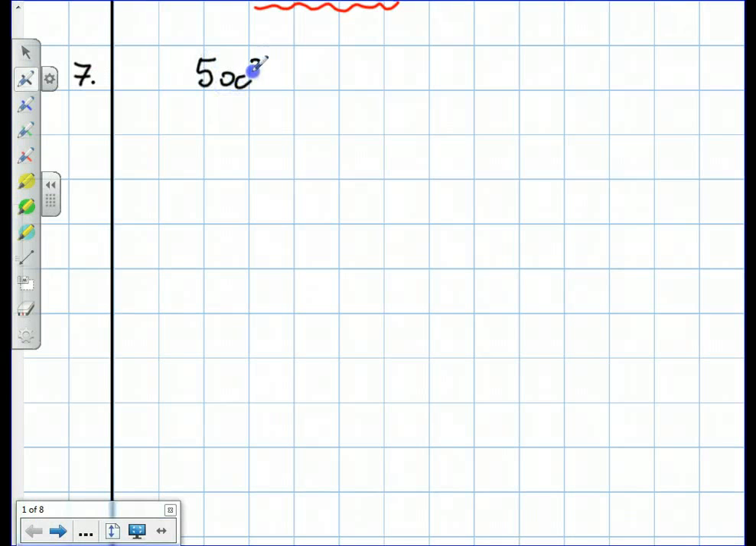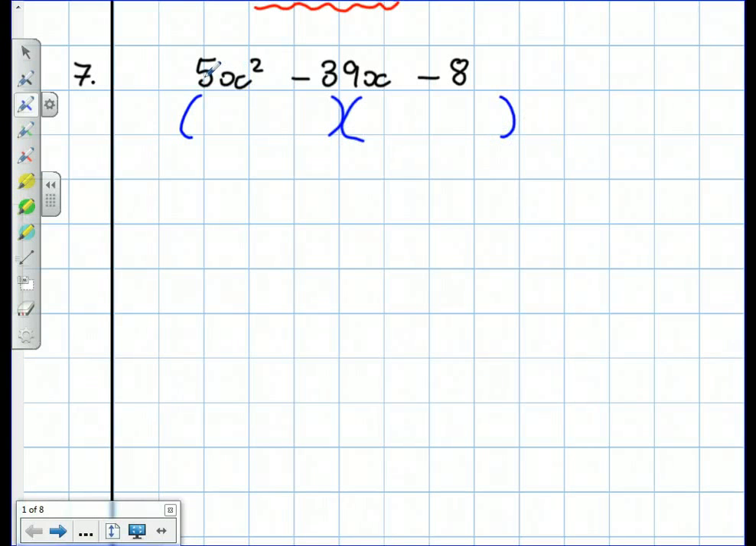5x squared minus 39x minus 8. Two brackets. The coefficient of x squared, this here is 5, it's a prime number, so I'll put 5 in the first bracket and x in the second. Now, let's have a look at these symbols. Minus sign here tells me they're going to be different. This symbol doesn't help me. When this one's minus, I know that both are different. Now let's look at all the numbers that multiply together to give me minus 8.